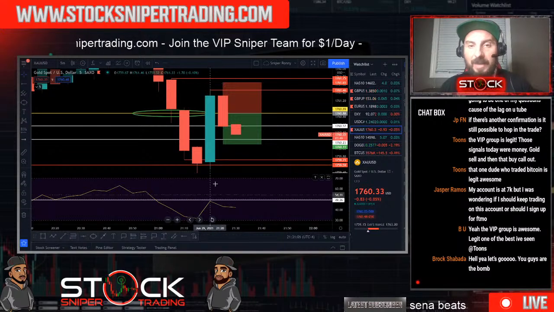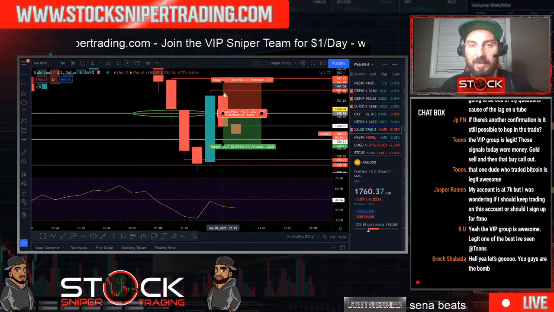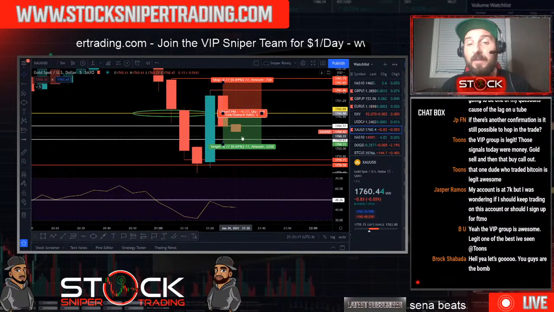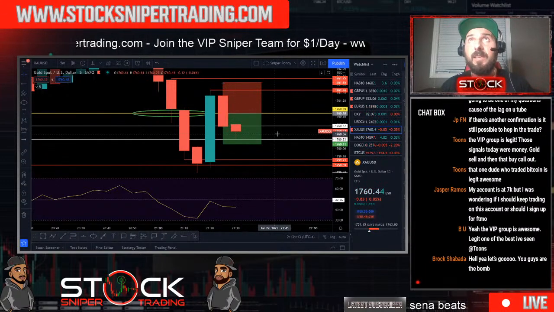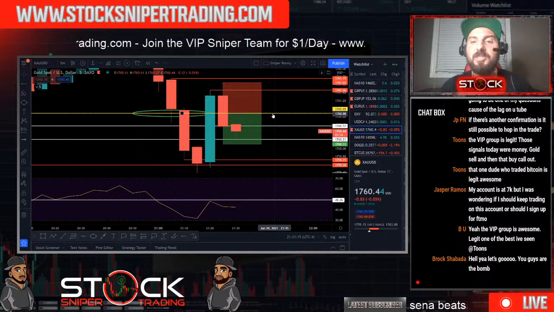See how it came up? I guarantee you there was a ton of buyers that came in and got trapped on this candle right here. And then boom. That's why, guys, if you don't feel comfortable trading the impulse candles, then just wait for retests and confirmations. There might be multiple touches at this yellow line before it makes its move, okay?